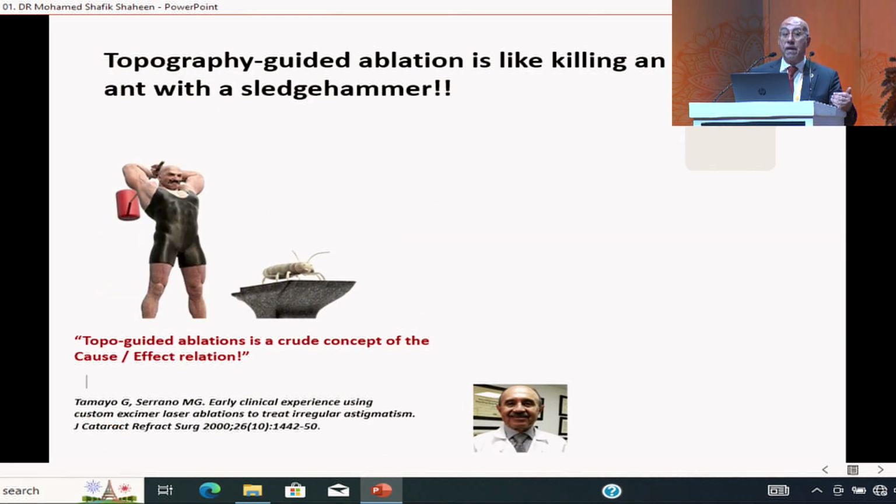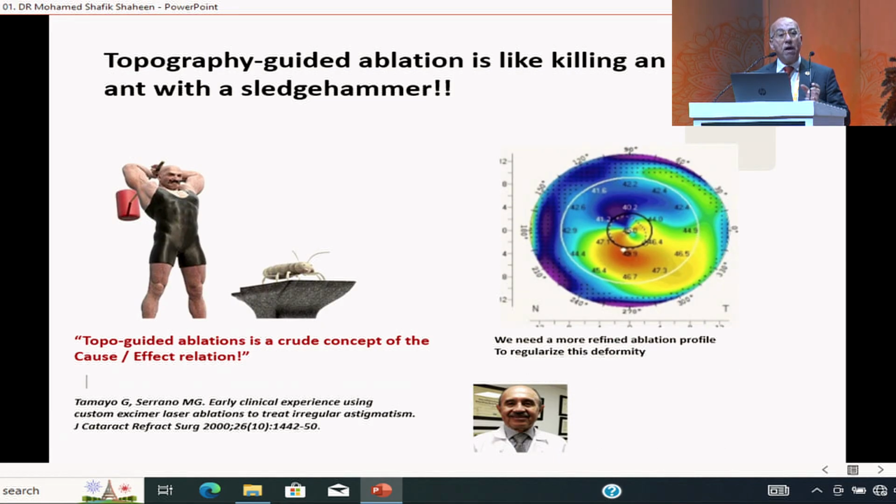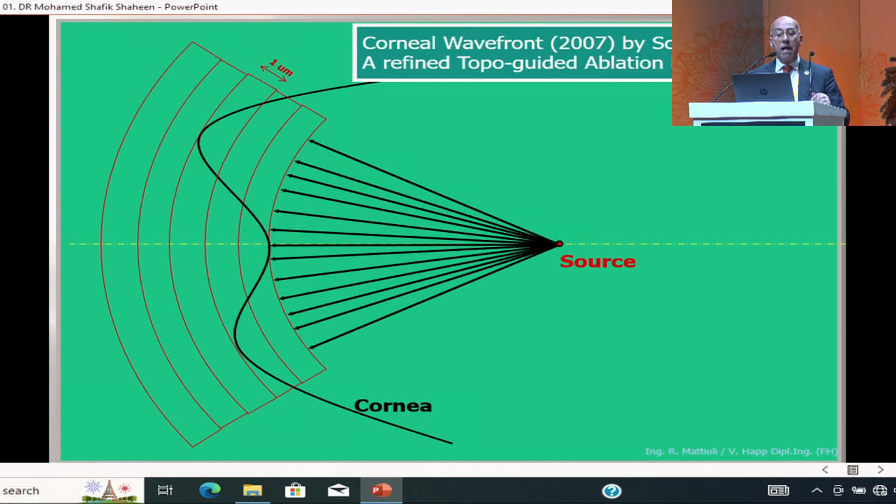And for me, the topo-guided ablation profile is so harsh. It's like killing an ant with a sledgehammer. While you want to flatten the whole cornea and regularize the whole cornea, you might have a nice pencil. And this was addressed by my dear colleague Gustavo Tamayo when he said back then that it is a kind of crude cause-effect relationship.